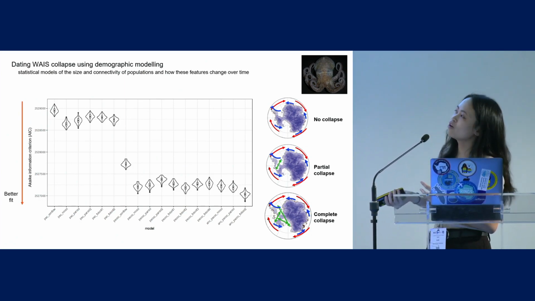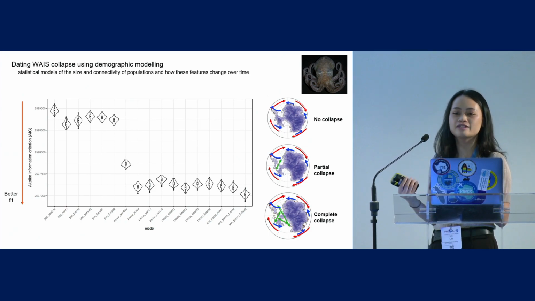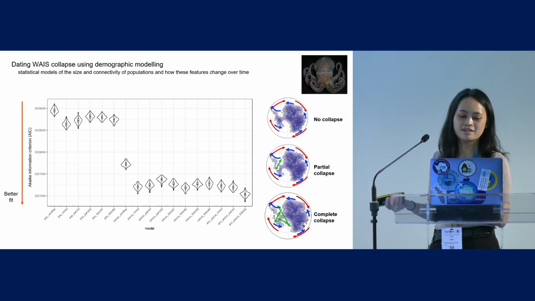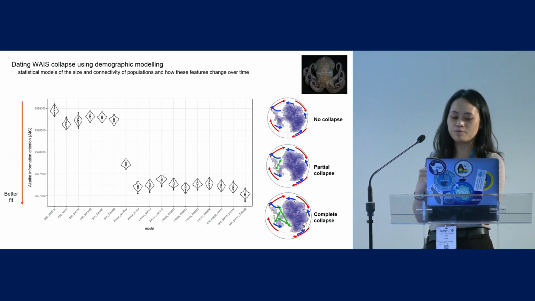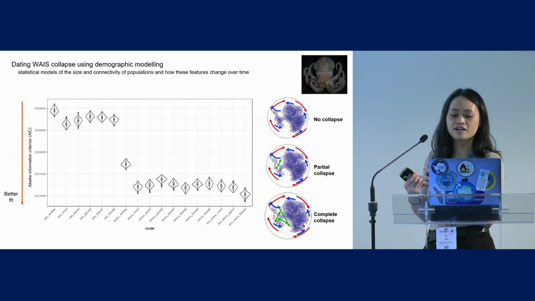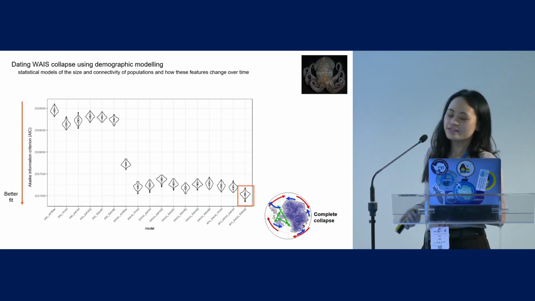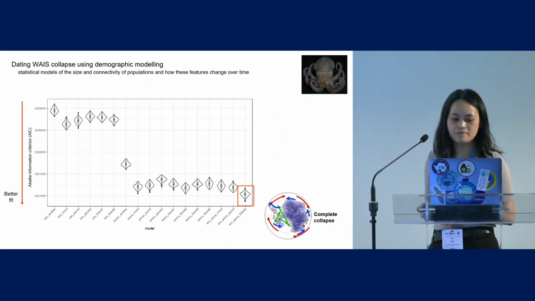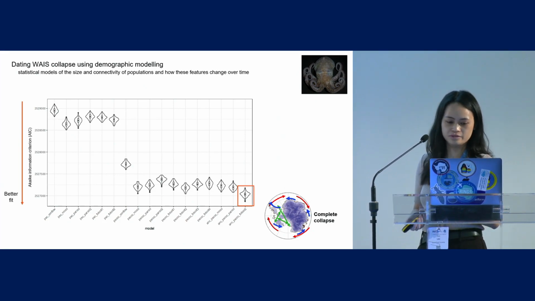So this is the following plot of the Akaike information criterion fit of each of the models to the real genetic data. Each box plot represents the variation in the AIC value across replicates. So this one, which represents the complete collapse, is the best fitted amongst all the models.